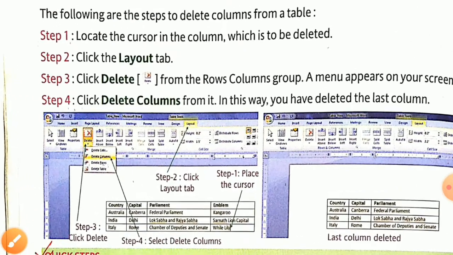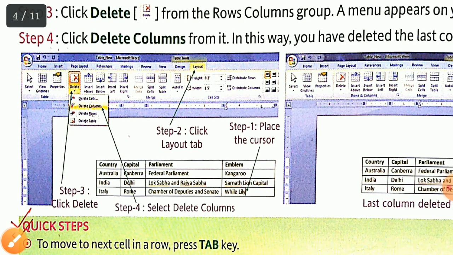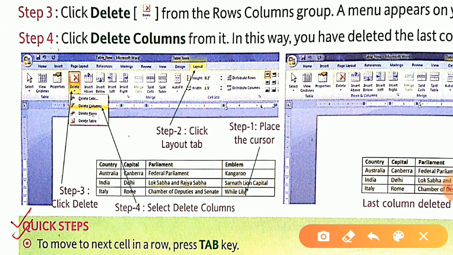Now see in the figure, we have 4 options: delete cell, delete column, delete row, delete table. You have to click on this delete column for deleting your overall column. Now we are left with 2 options: delete cell and delete table. If you click on delete cell, then only this cell will be deleted. It means only these cells will be deleted. And if you click on this delete column, then the overall column will be deleted.